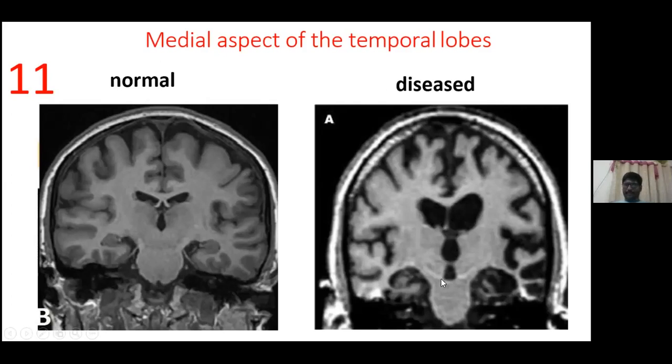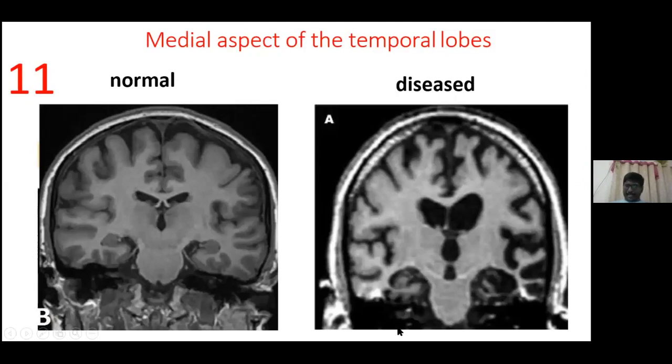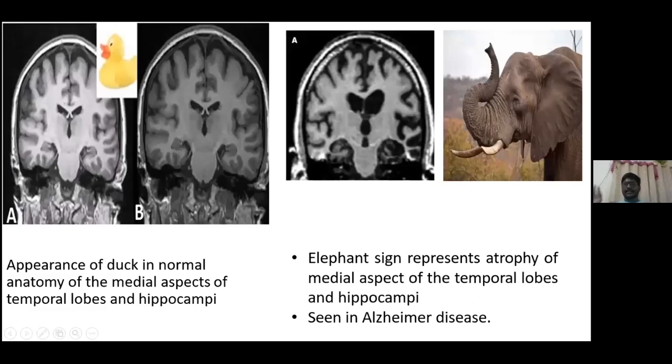This is the temporal lobe. If you are able to appreciate the medial temporal lobe, here there is an atrophy of the hippocampus. If you appreciate the area here and the area here, you are able to see the more widened sulcal space. So the atrophy of the medial temporal lobe, which is classic of Alzheimer's disease, is nothing but the elephant sign.